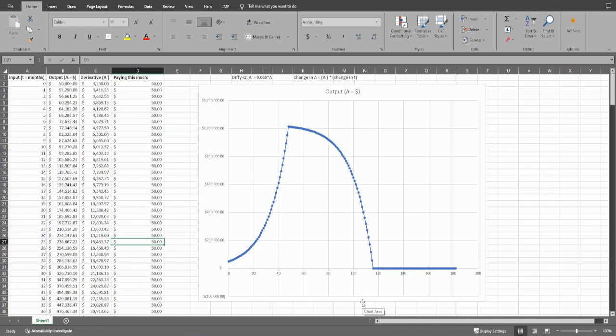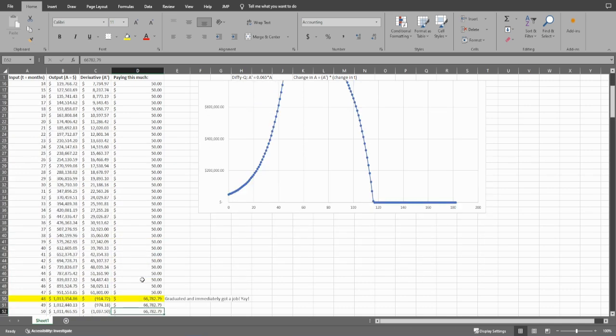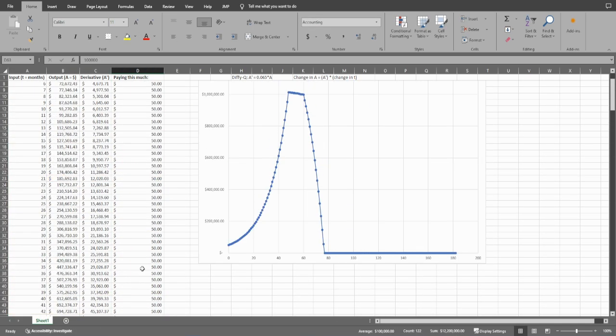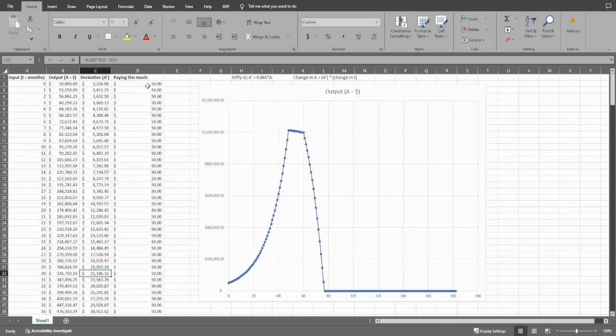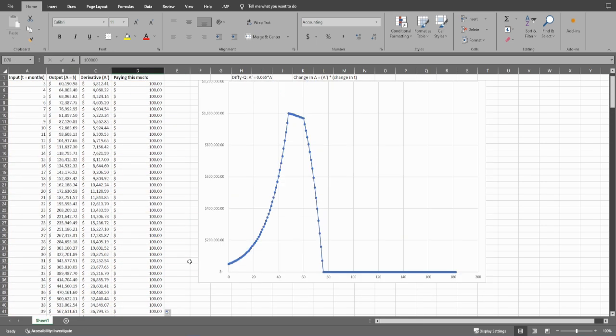And then after we graduate, maybe we get a promotion after a year, so we ramp up the payments towards the loan. And now we can estimate how long it takes to pay off the student loans, and we can adjust the differential equation as we go to reflect what we actually do. How cool is that? So there you go.